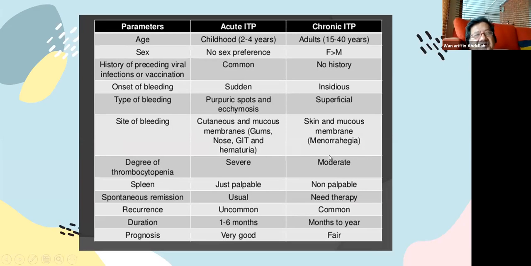Chronic ITP, yes, but because of the age, you look at the top there. Childhood acute ITP is usually in children. Chronic ITP is in adults, and in children, you will not have menorrhagia. Yes, in adults, you can have menorrhagia. It's understood. Menorrhagia is part of mucous membrane bleeding.